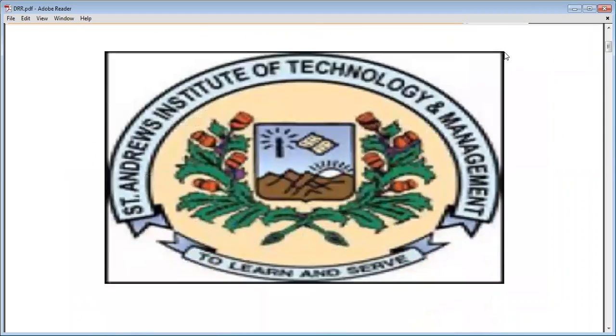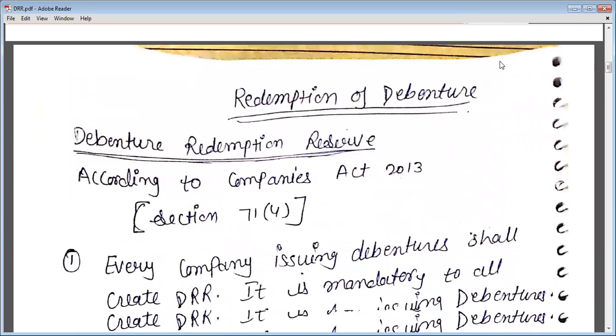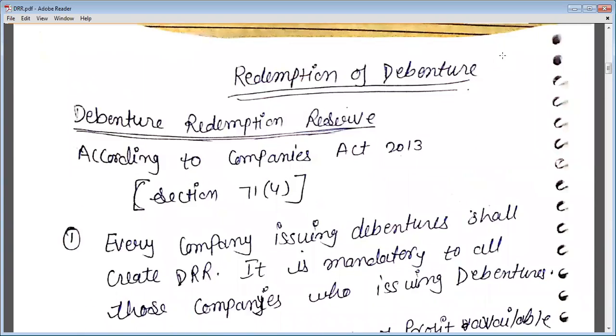In today's lecture, we are going to cover one more topic from second unit, that is redemption of debenture. We have already discussed some provisions of redemption of debenture. Now we are going to discuss some more provisions. The first term that is used in redemption of debenture is DRR, debenture redemption reserve.